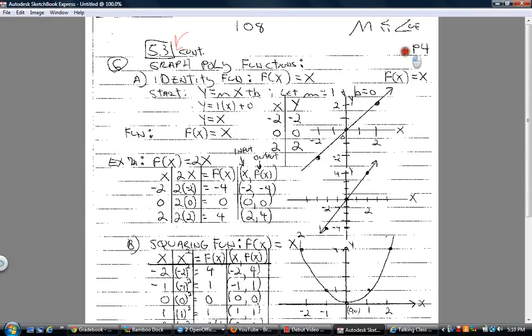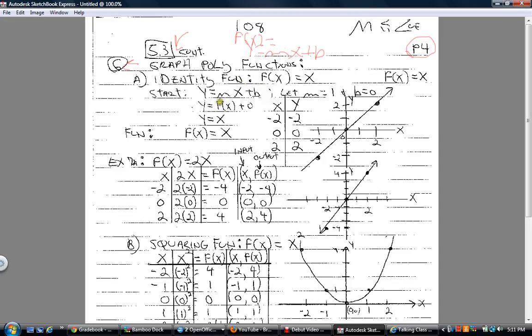We're going to finish up page 4 of section 5.3, and objective 6 is going to ask us to take a look at graphing polynomial functions. Now here's the good news. You've already been graphing some of these functions. Y equals mx plus b. Y equals the slope times the x variable plus the y-intercept. Instead of y, we write f of x to replace it, and you've already done some of these.